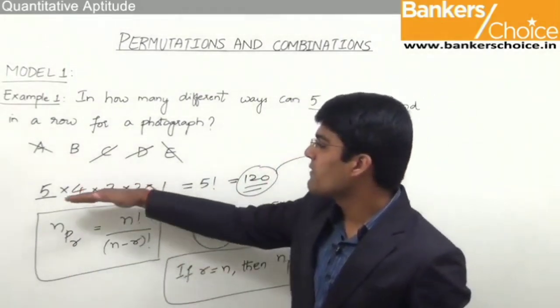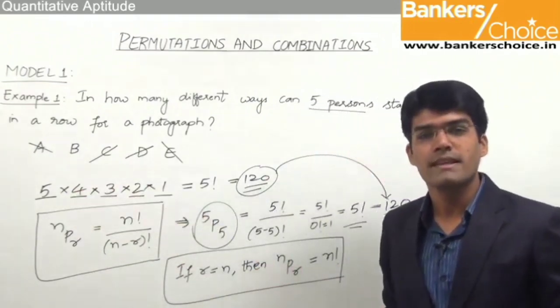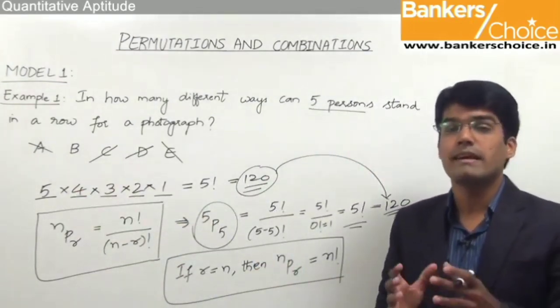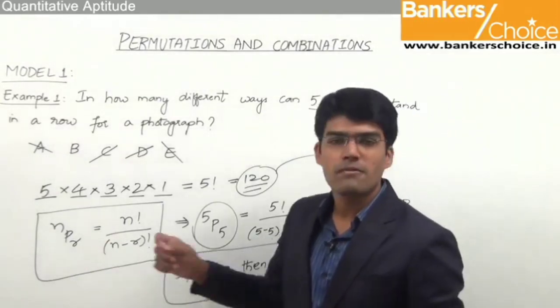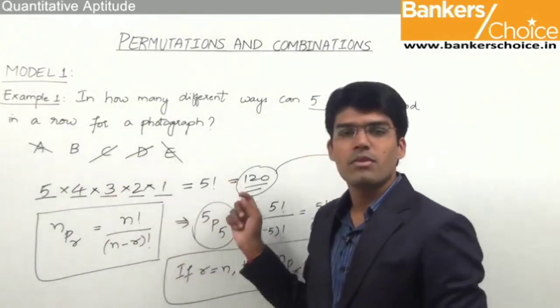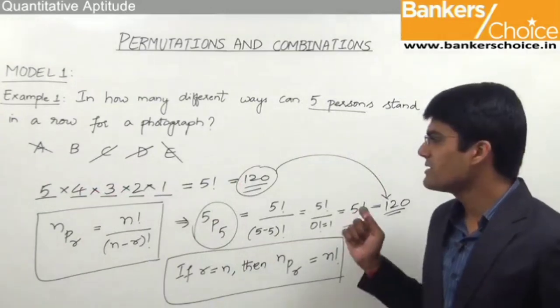But then this way of solving the problem here is important because in certain questions from permutations, conditions are given. And those conditional questions cannot be solved directly with the help of the formula. There we need to go for this way of solution. So the answer for this question is equal to 120.